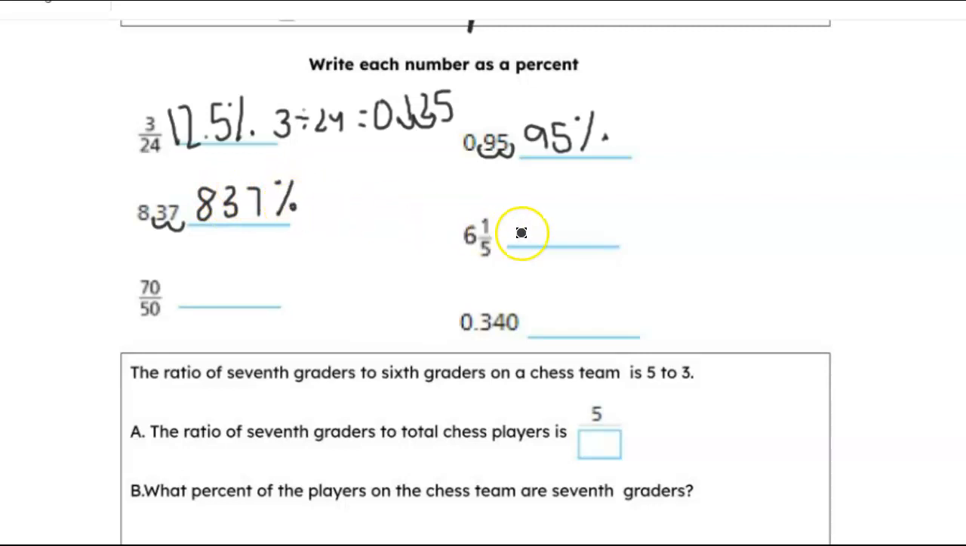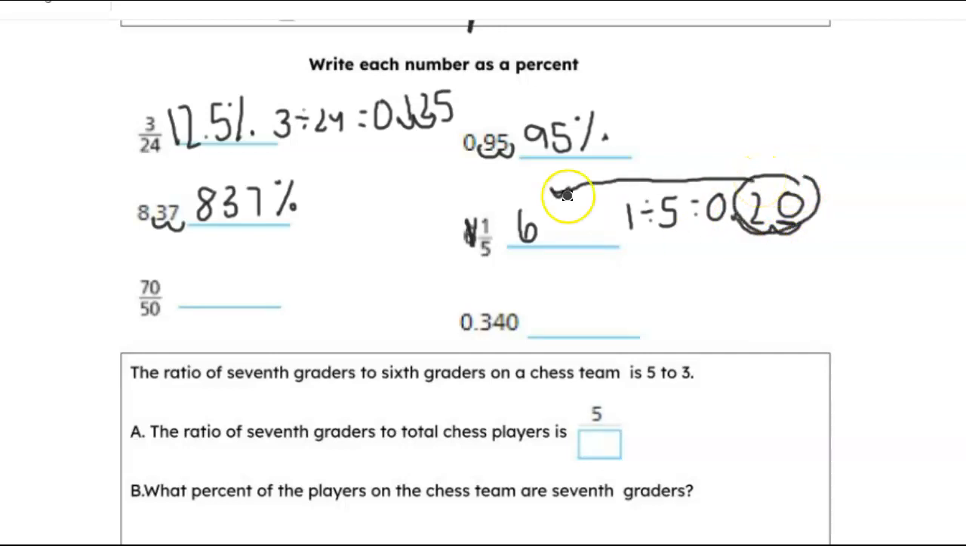837%. Okay, we haven't done one with a mixed number yet, but when you have a mixed number, take your whole number, put it on the line, cross it out in the problem, and then we're going to take 1 divided by 5 in our calculator, and we get 0.2. To change a decimal into a percent, we move it 2 times to the right. Right here, we put a 0. We're going to tack this 20 on right to that 6. So 6 1/5 is 620%.